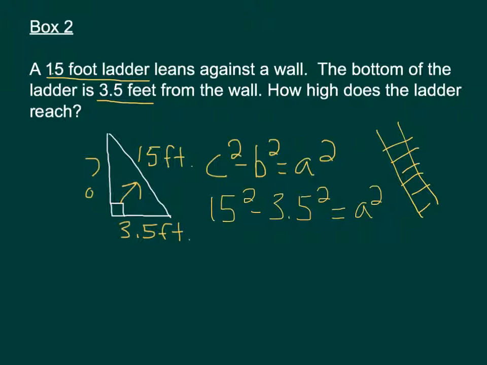And use your calculator. 15 squared minus 3.5 squared, and you get 212.75 equals a squared. Then you do the square root on both sides to get rid of our exponent. Get rid of the a squared. And the square root of 212.75, use your calculator, is 14.6 when you round it.